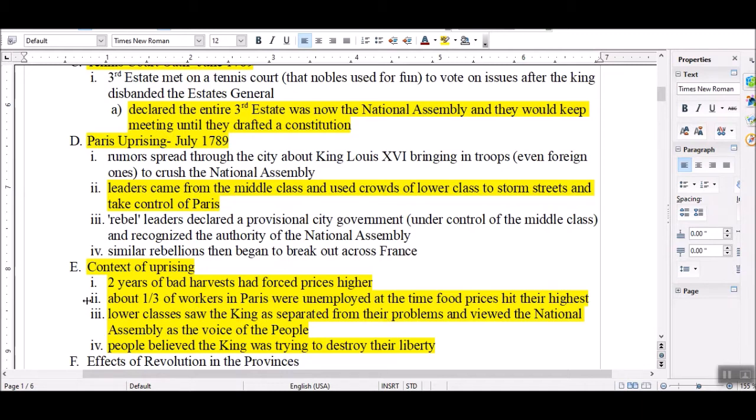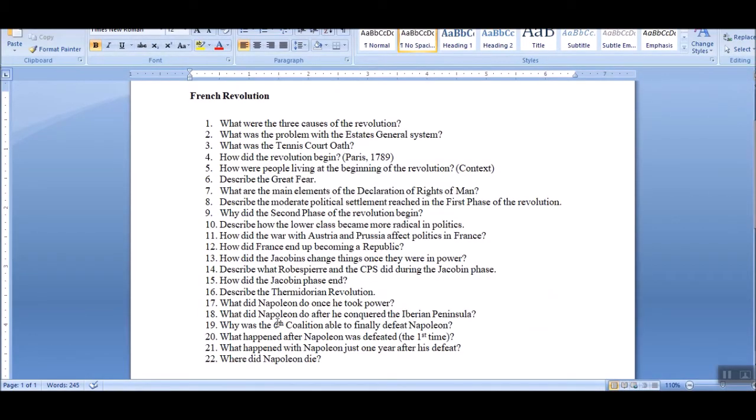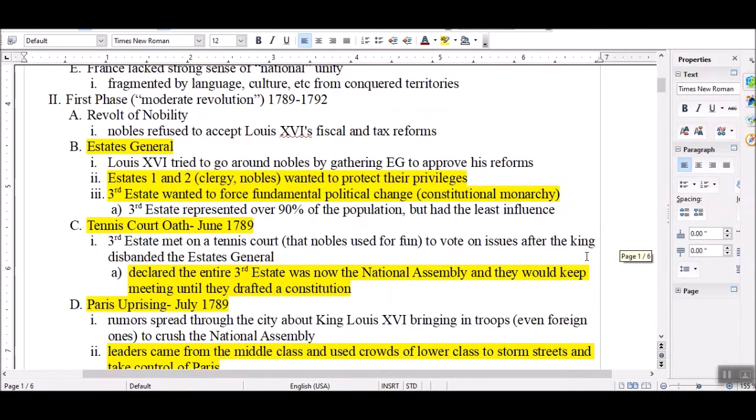All right, we're going to switch back to our questions here for a moment. So what was the problem with the Estates General system? Well, the fact that Estates 1 and 2 made up less than 10% of the population, but either of them had more power than the third estate, would be a major problem.